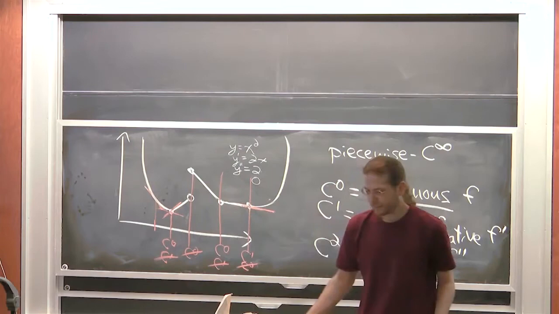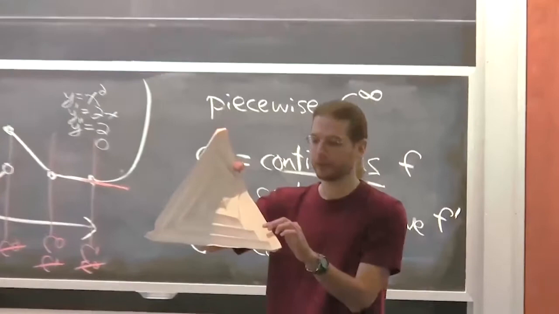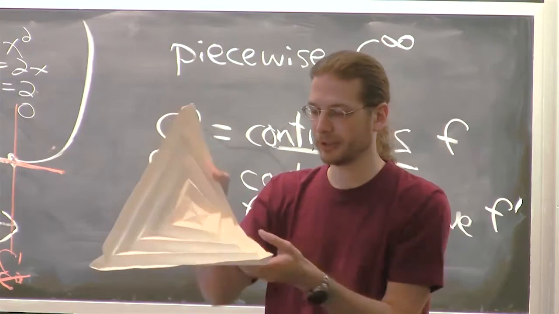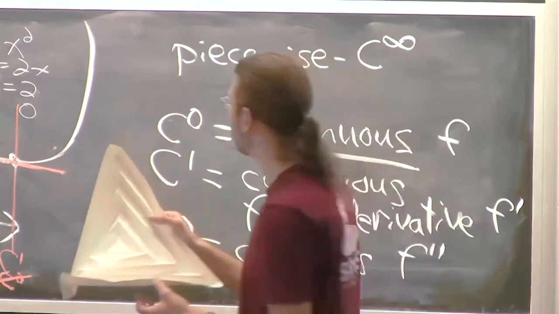Creases are points on the paper where you're not C1. That means that you have two different tangent planes coming together, typically. So discontinuities in the first derivative, that's what we call creases. Semi-creases are discontinuities in the second derivative.